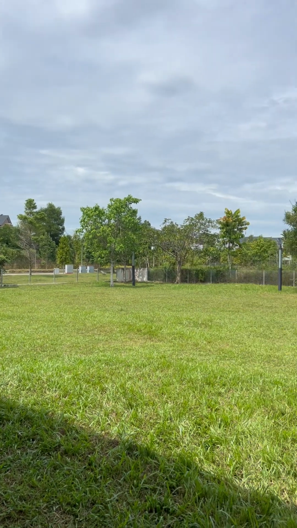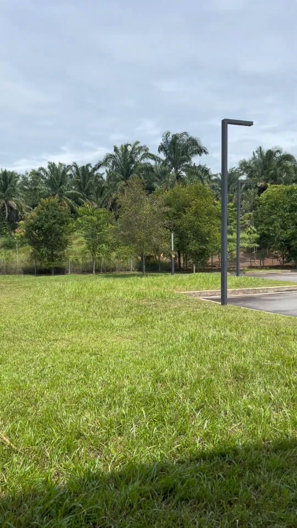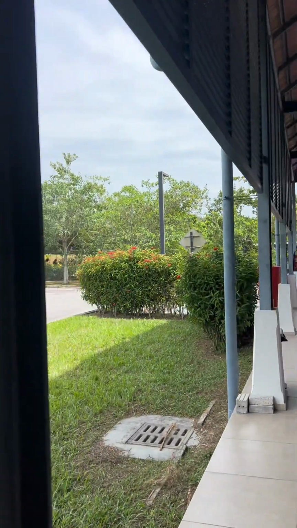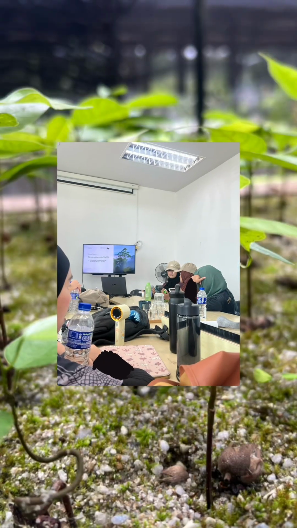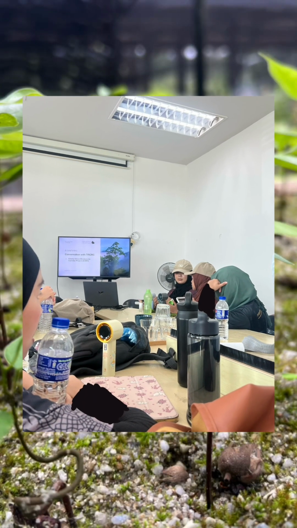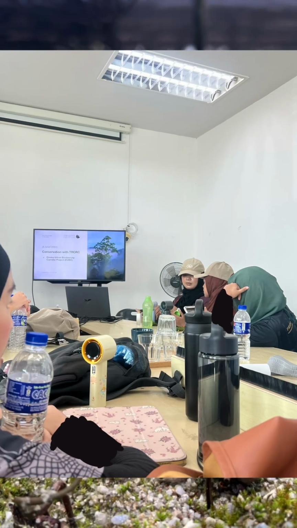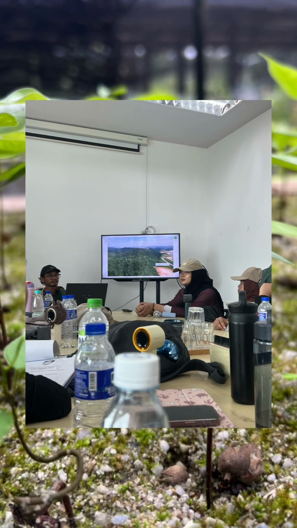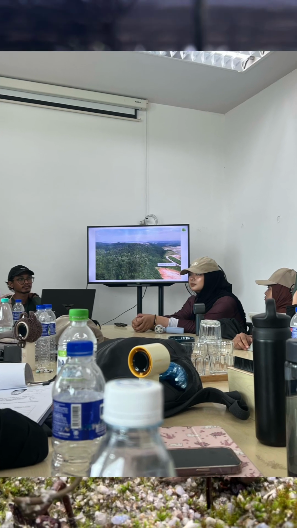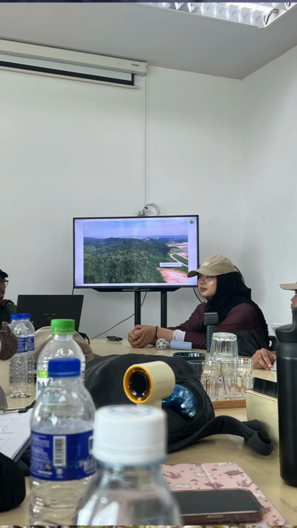In addition to the practical activities, we attended an introductory session on conservation conducted by the TRCRC team. The session emphasized the importance of protecting tropical rainforest ecosystems, preserving native plant species, and restoring degraded habitats. It reinforced how scientific research and community involvement contribute to long-term environmental conservation.